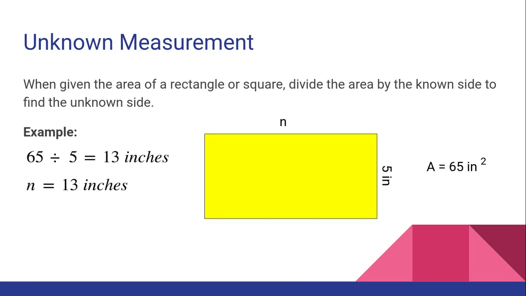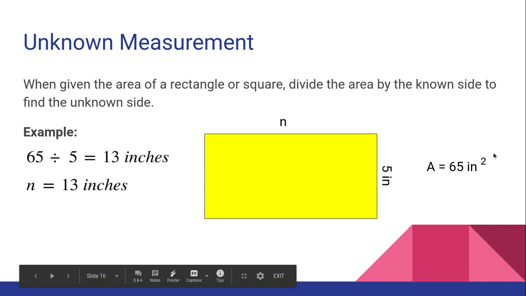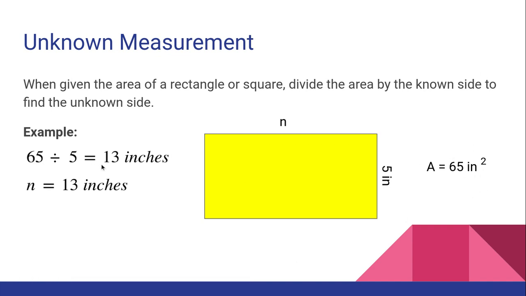And then the last thing you're going to be asked to do in your assignment today is find an unknown measurement. We did this with our perimeter. When given the area of a rectangle or square, divide the area by the known side to find the unknown side. So we're told in our rectangle here that the area is 65 inches squared. So we're simply going to do 65 divided by 5 because our area is 65 and our known side is 5. So 65 divided by 5 equals 13 inches.